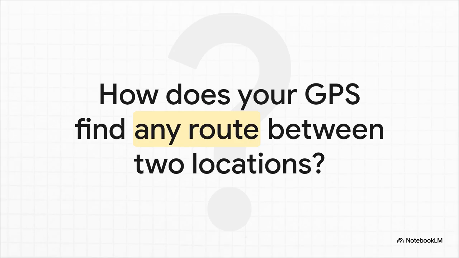Your phone is basically looking at a giant map, which is just a graph, right? And it's systematically exploring it to get you from A to B. And notice that I said any route, not necessarily the fastest route. That little distinction is a perfect sneak peek into the two methods we're about to break down.